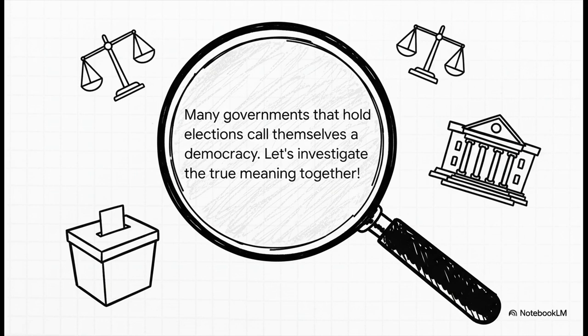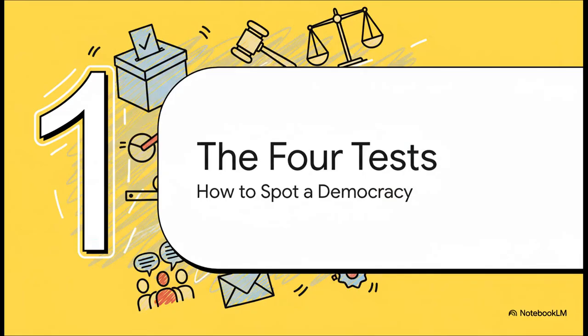Here's the tricky part. So many countries around the world call themselves democracies. They hold elections and everything, but are they all really democratic? Let's put on our detective hats and find out how to spot a real democracy from one that's just pretending. So, how do we do that? Well, we have 4 simple tests. Think of it like a checklist. A country has to pass all 4 of these tests to get the real democracy certificate from us. Now pay close attention, bacho, because this is a very important part of your chapter.